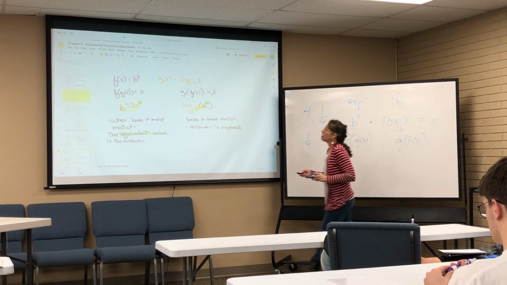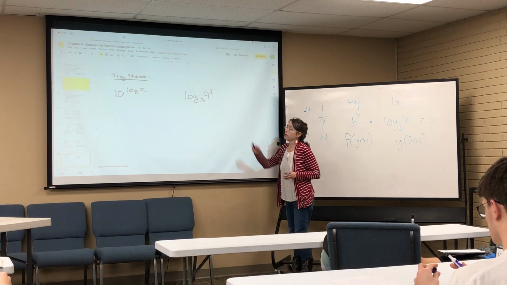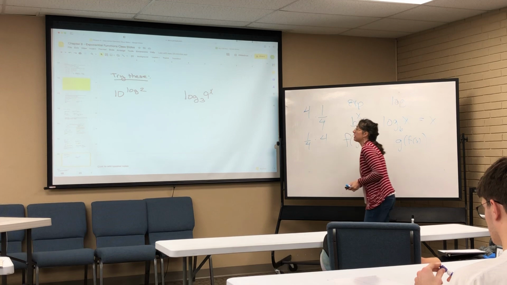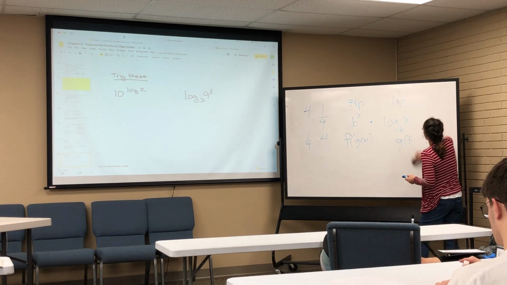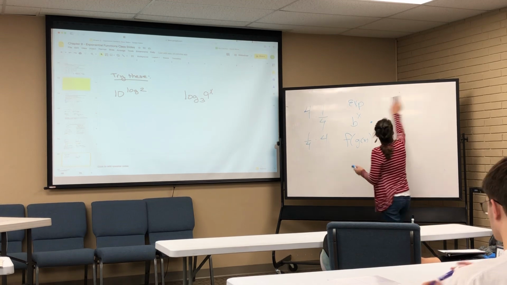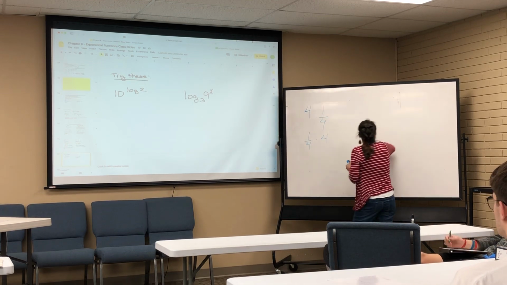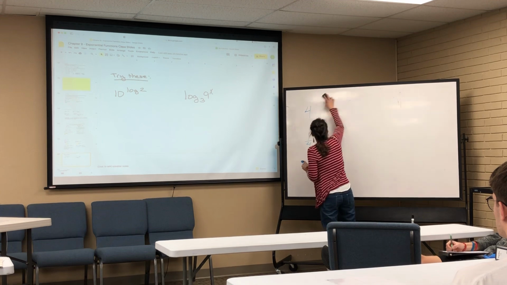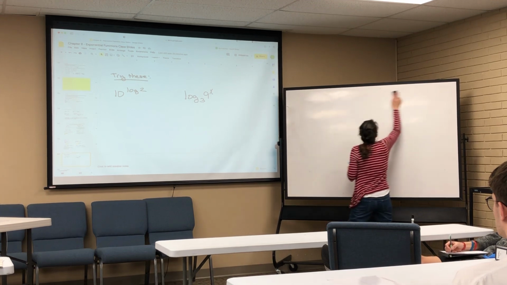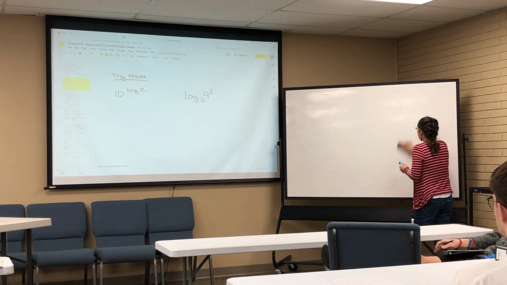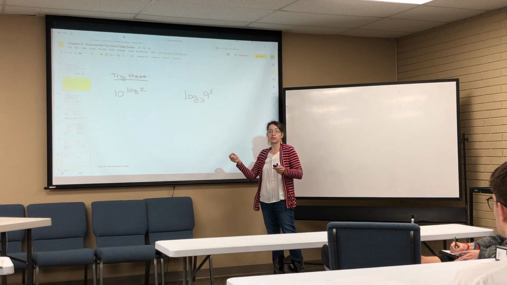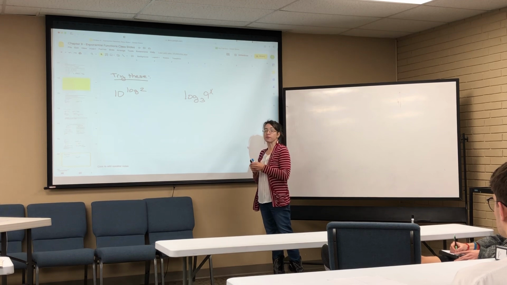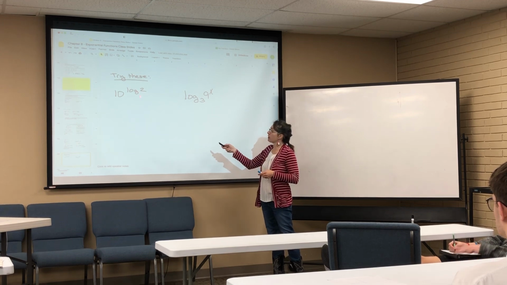Okay, so if we were to have 10 raised to the log 2 and log 3 to the 9x, right? In the first one, we learned last week that a log without any base written is automatically log what? Remember? If there is no number written right here, it is log 10.